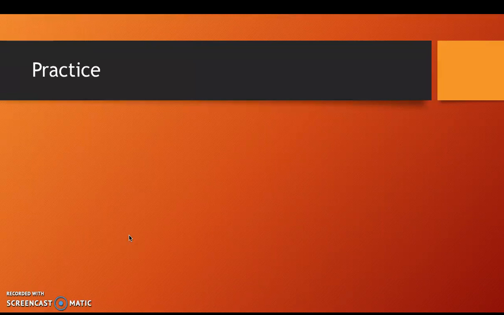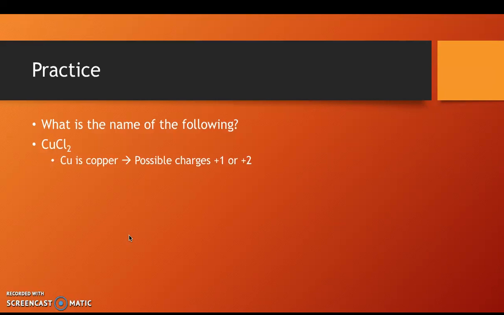Okay, let's do another practice one. What is the name of the following? CuCl2. So step 1 is that Cu is copper. It has possible charges of +1 or +2. Step 2, chlorine has a -1 charge. We have 2 chlorines, so I take -1 times 2 and get an overall -2.